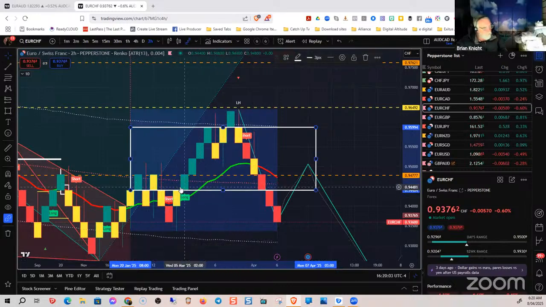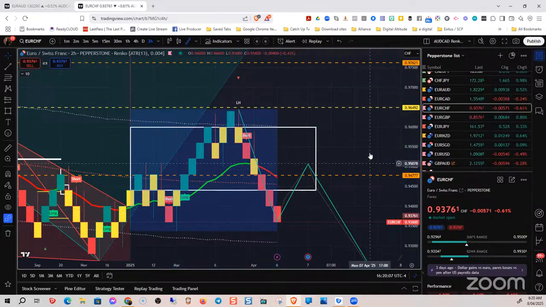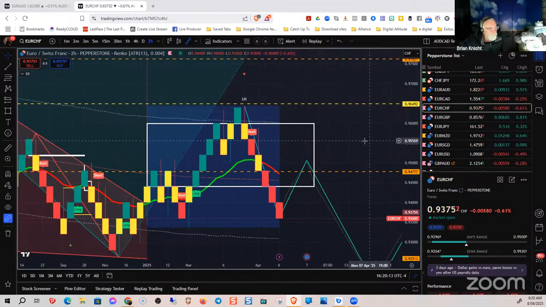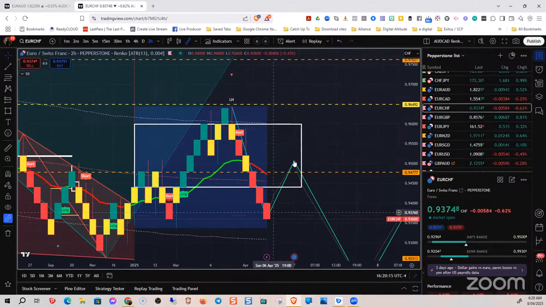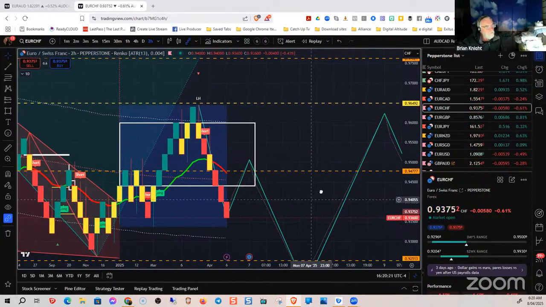Oh, now, okay, so now as it comes down, it's already changed colors. It's a little late to get into this trade now. So I'm waiting for the pullback into this box and another short.